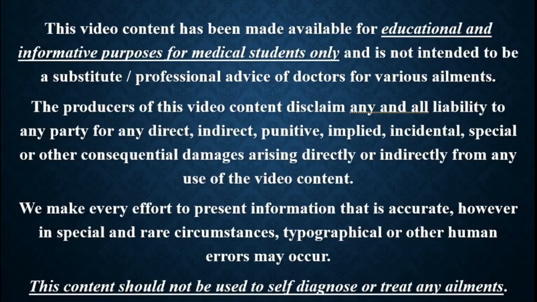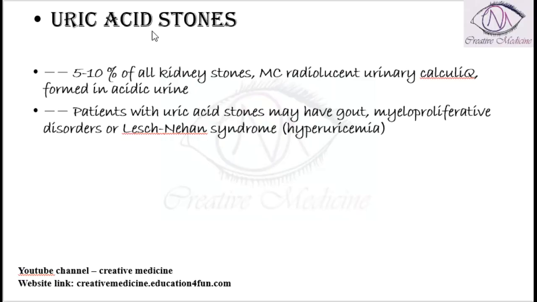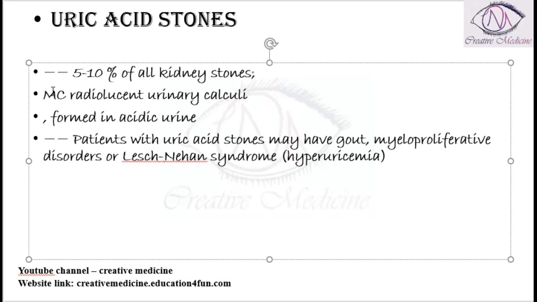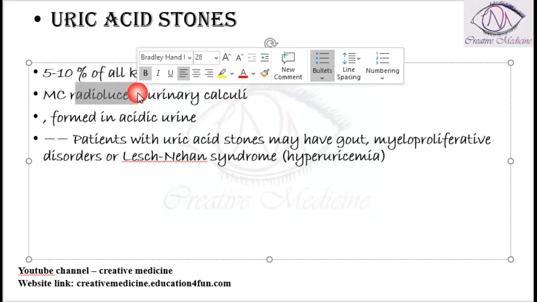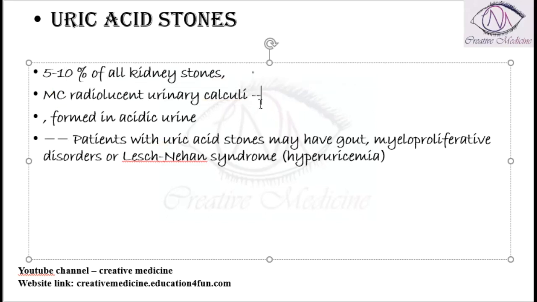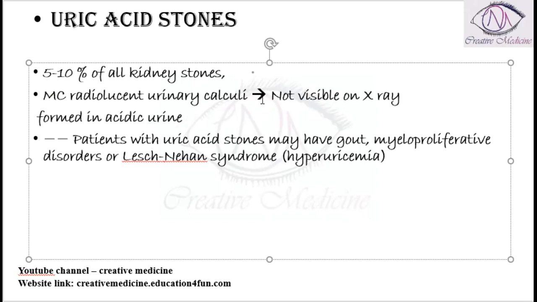In this lecture, we will learn about uric acid stones. Uric acid stones constitute around 5 to 10% of all kidney stones. The uric acid stones are the most common radiolucent urinary stones. Radiolucent means they are not visible on X-ray. These uric acid stones are mainly formed in acidic urine.